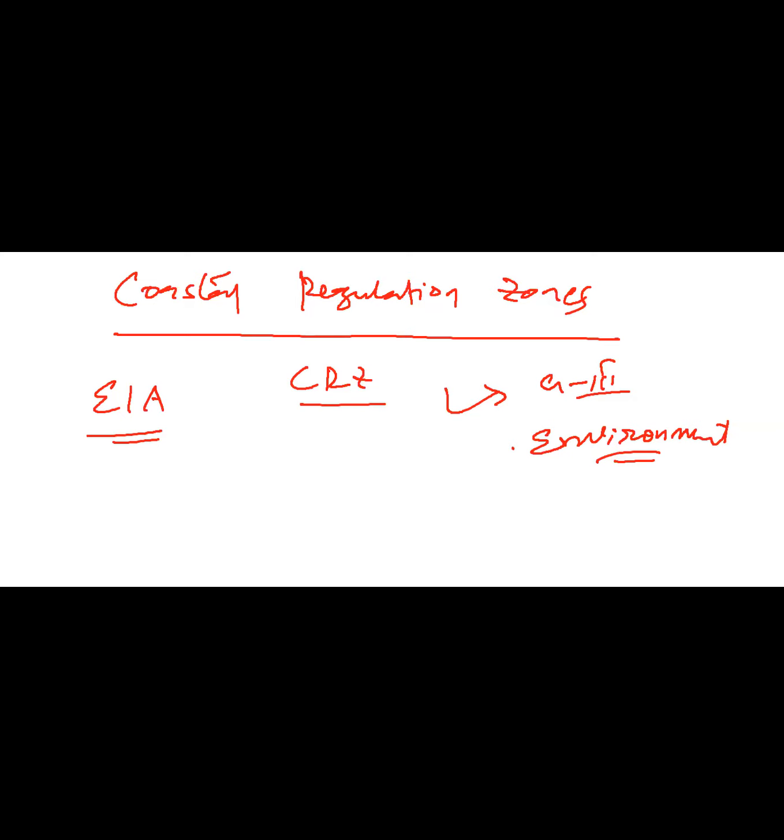As we discussed, we have the 1986 Environment Protection Act. It provides different rules and regulations for the way the environment of this country has to be protected. For that we discussed why we need environmental impact assessment. So today we will be discussing these coastal regulations.